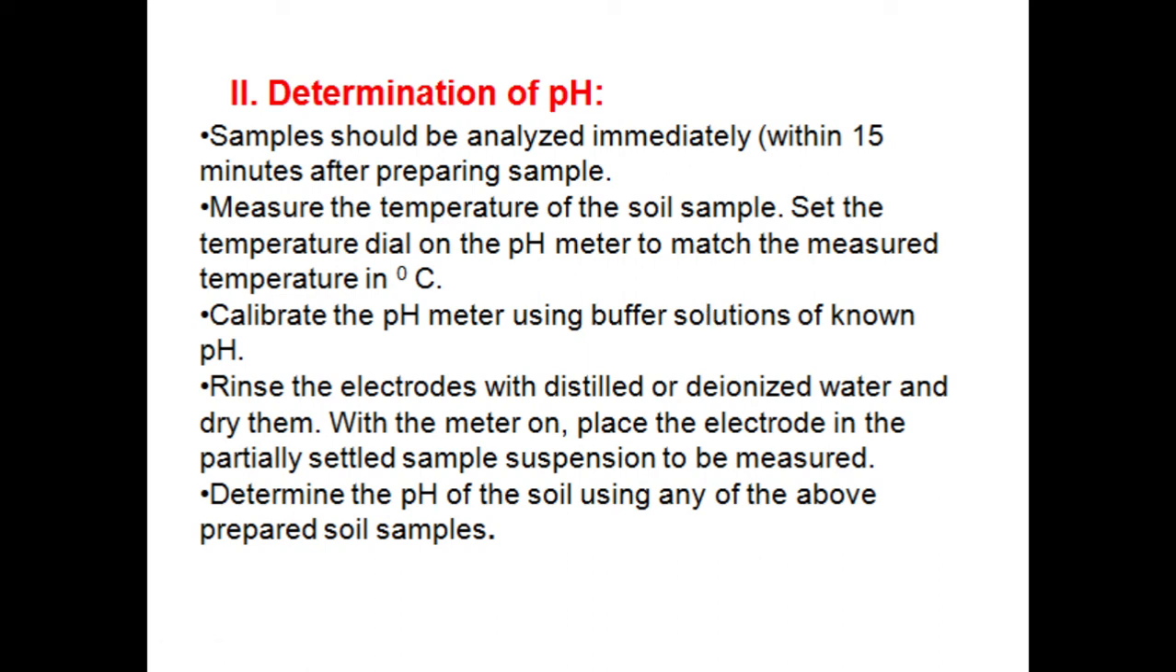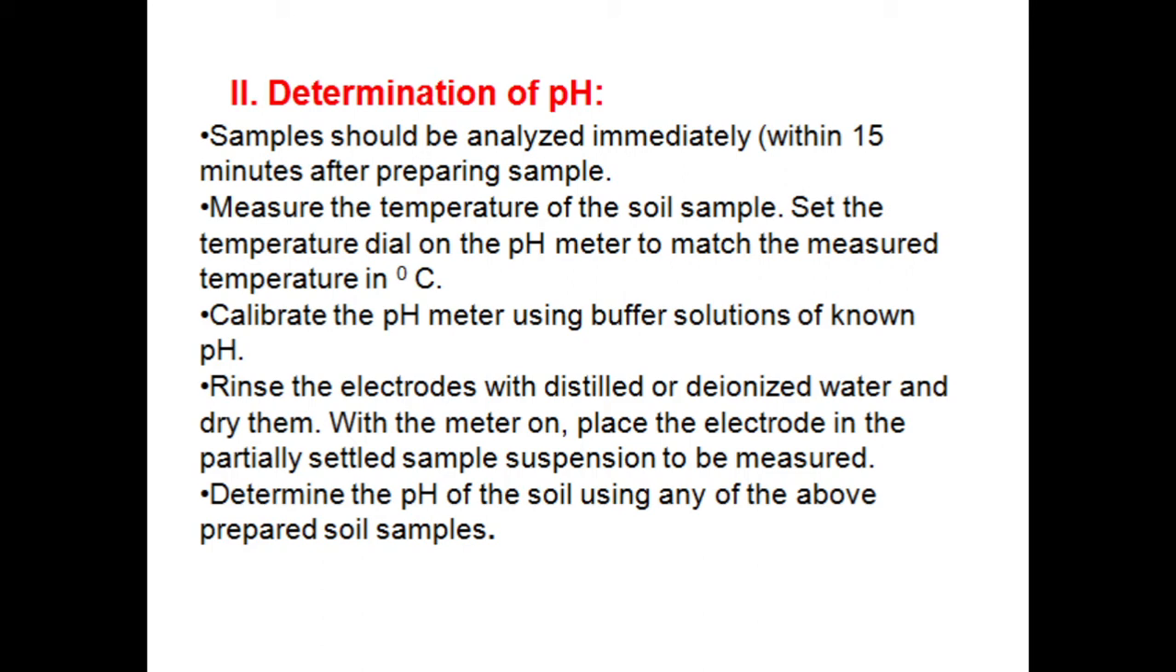The pH meter is just like the conductivity meter that you have used in your experiments to determine the conductance. The temperature is to be adjusted so that the temperature of the pH meter and the temperature of the soil solution are matching. Then calibrate the pH meter using buffer solution. Buffer means solutions of known pH, which are available in capsules. Those buffers are used just to calibrate the pH.